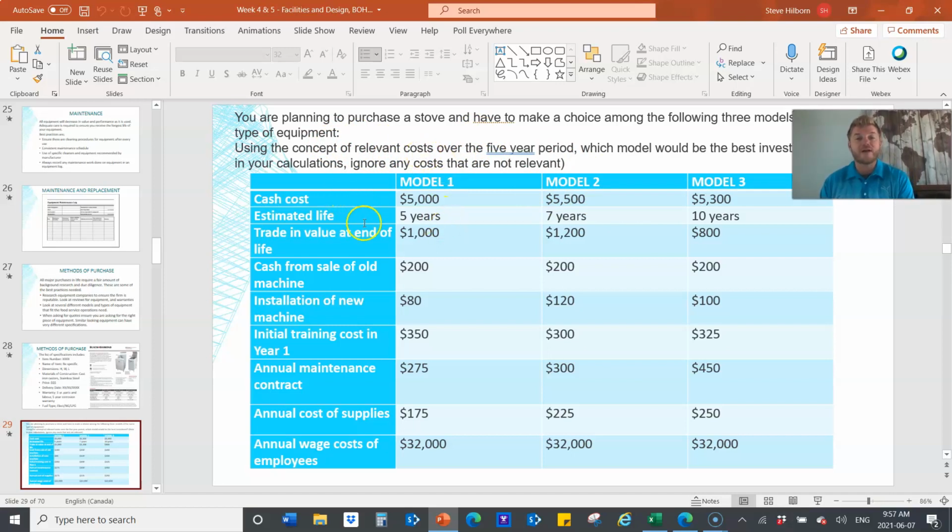So there's a cash cost and an estimated life. There's a trade-in value at the end, so how much money do I think I'll get at the end of it? And the cash from the sale of the old machine. There's installation of the new machine, initial training, annual maintenance contracts, annual cost of supplies, and the annual wage cost of employees, which actually doesn't change. So that one's not really an issue. But go through all of this and make a decision what you think would be best based on all of these models.